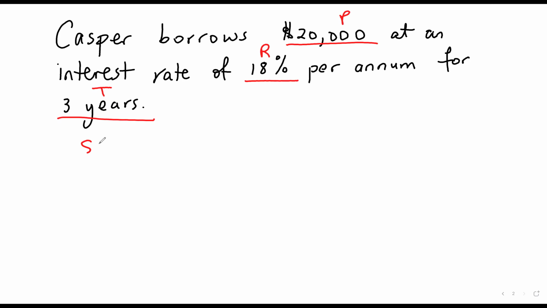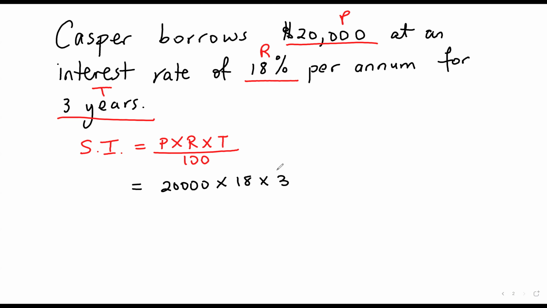So we apply the formula. Simple interest is equal to principal by rate by time all over 100. And we substitute our values in there, right? So it will be 20,000 times the rate, which is 18%, times the time, which is 3 years, all over 100. Calculate that for me, please. Tell me what you get. 20,000 times 18 times 3, all divided by 100.